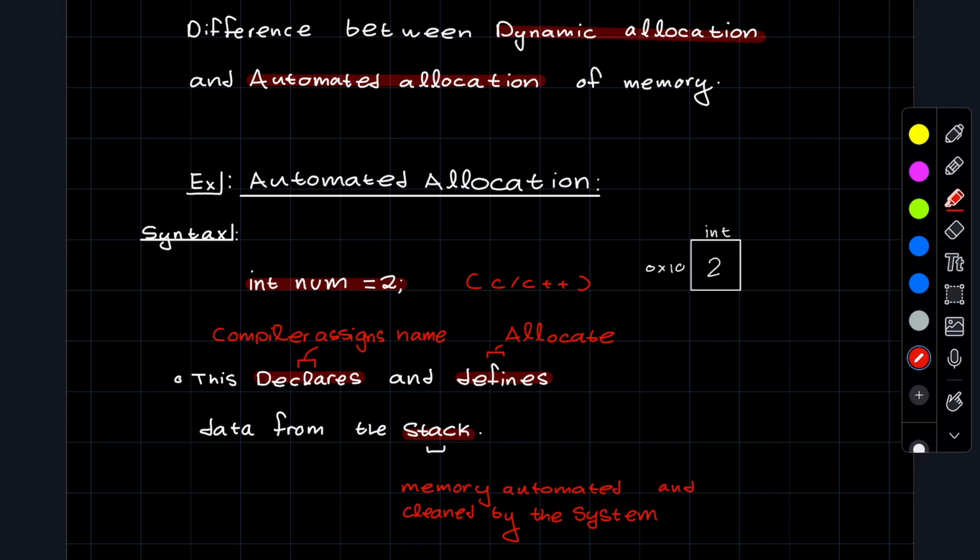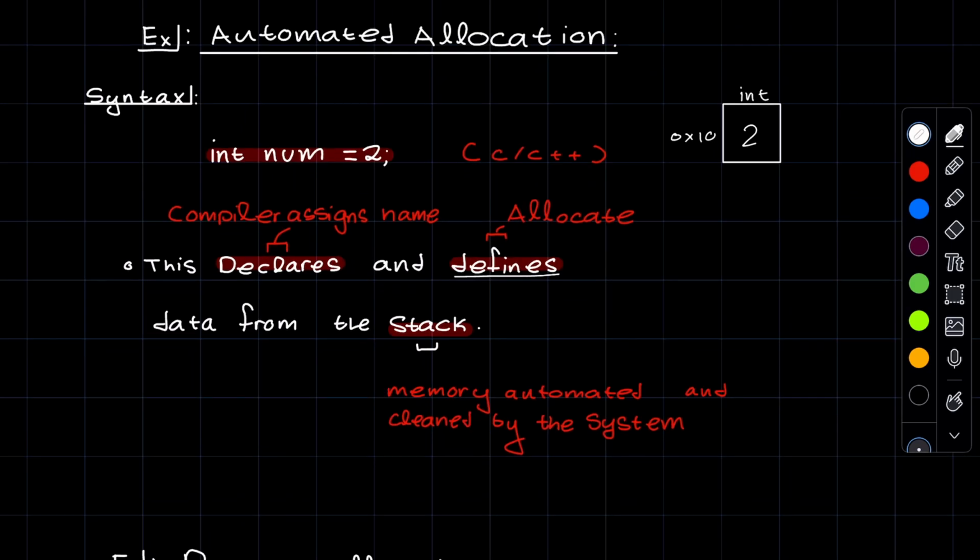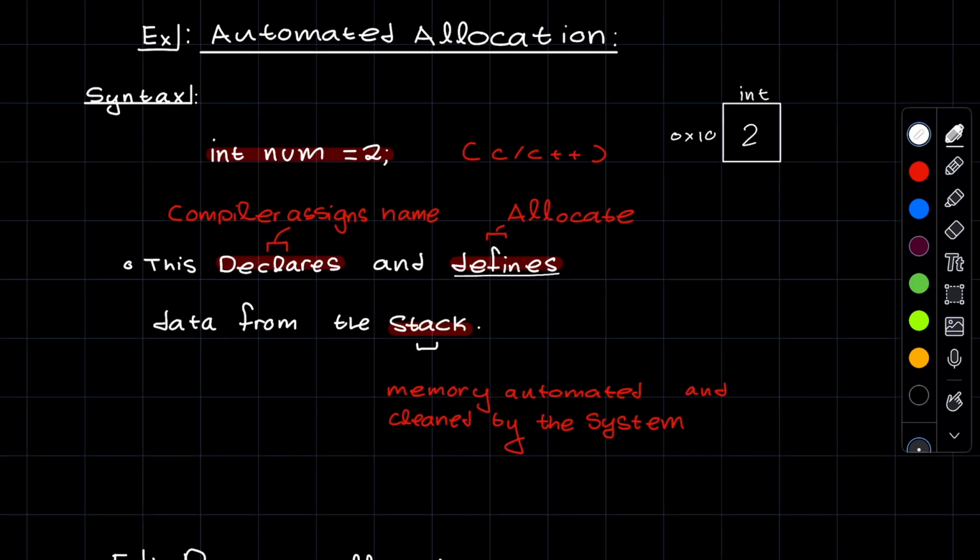So let's take a deeper look at what each definition actually means. When we say declare, it means that the compiler is assigned a symbol. Once this symbol is assigned, the compiler knows this variable is in play. And once we define it, it's allocated in memory, meaning it's created so we can actually store a value. In terms of this memory, we're using the stack.